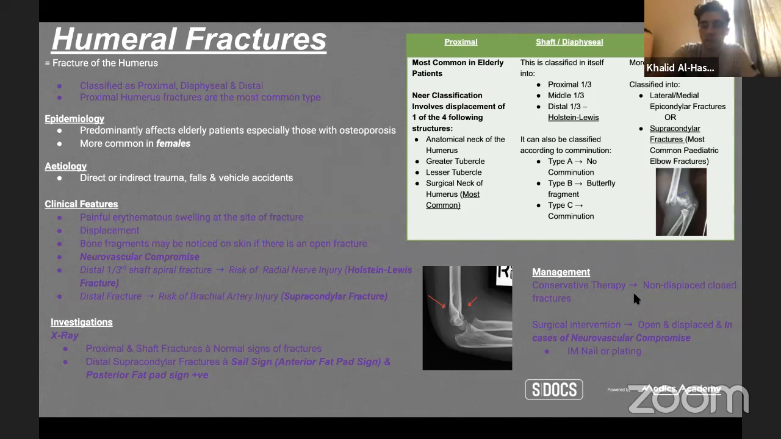Management: conservative therapy for non-displaced closed fractures. And then there is also surgical intervention in open and displaced fractures, and also in cases of neurovascular compromise, such as the supracondylar or the Holstein-Lewis fracture. For that, we tend to use IM nails or plating.